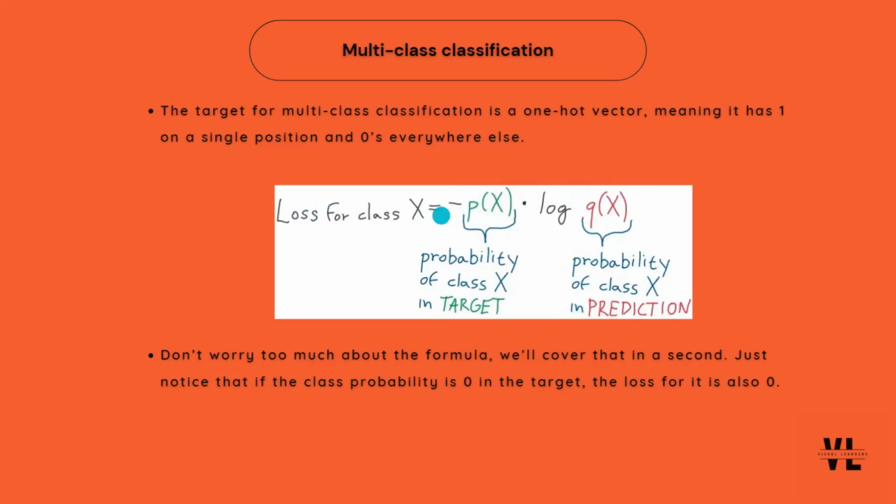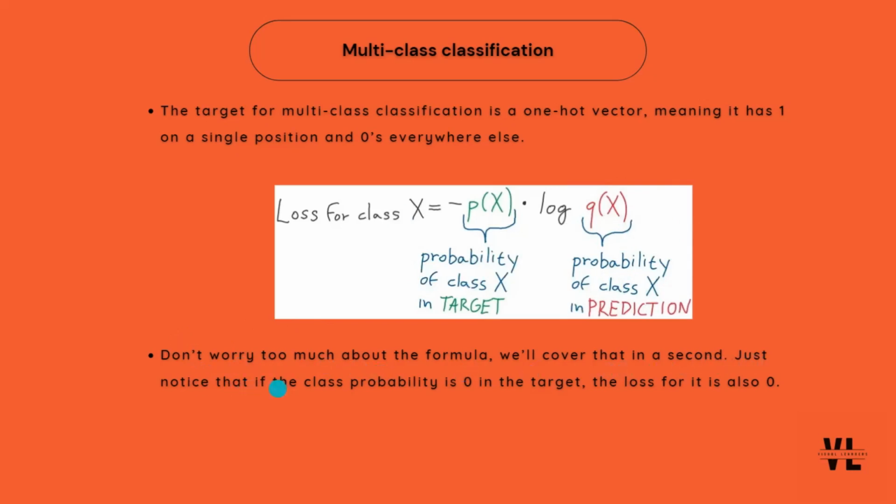So basically, this is just the logit loss that we have used for the binary case. But here, we're going to use the simple one and calculate the loss for each class. So this is a particular class X, and this is the target for that particular class X. For our case, it's a dog. And this is going to be the prediction from our model for the class X. Don't worry too much about the formula. We will cover that in a second.